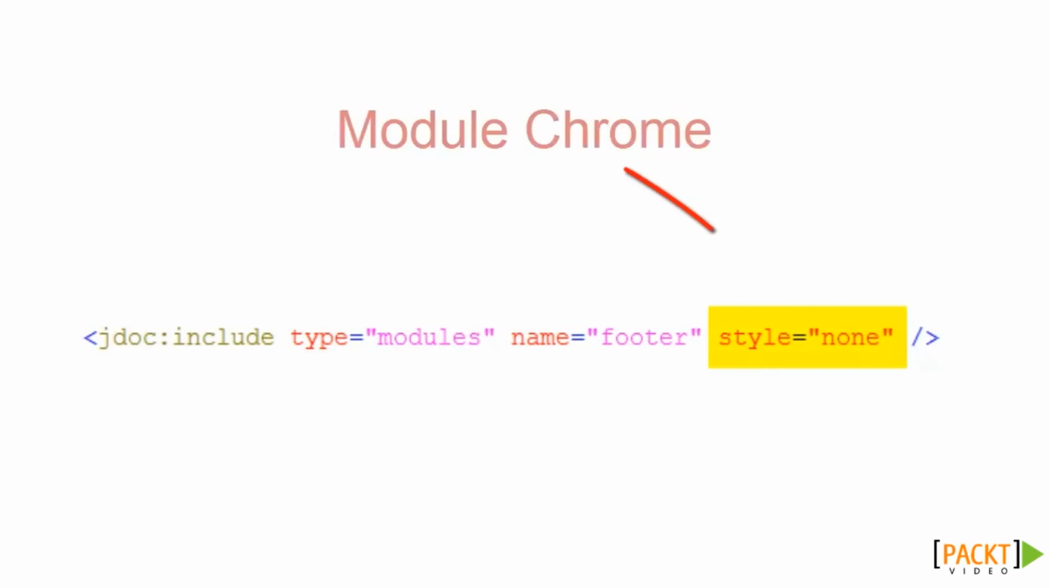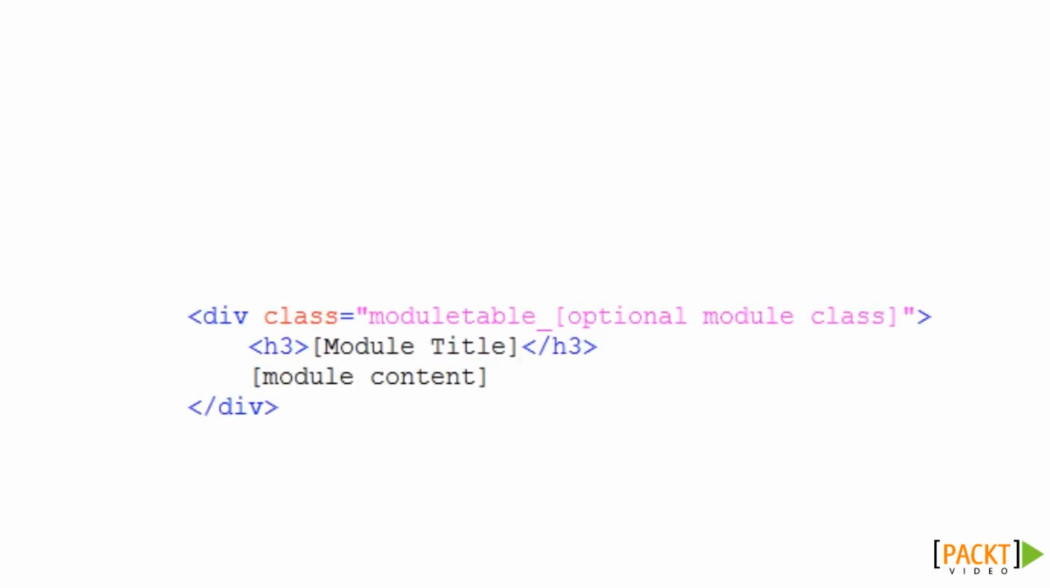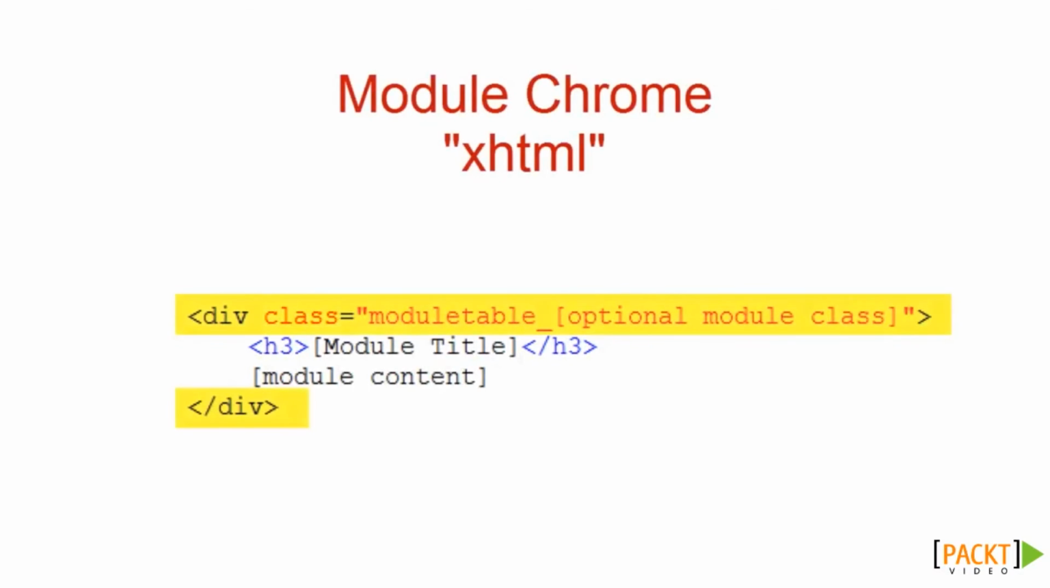In our footer module's JDoc statement, we set the style as none. This is called the module chrome. The setting none will display raw module content with no formatting tags. Module chrome style XHTML would add a div tag and module title to the module output, giving us more flexibility for styling it with CSS.